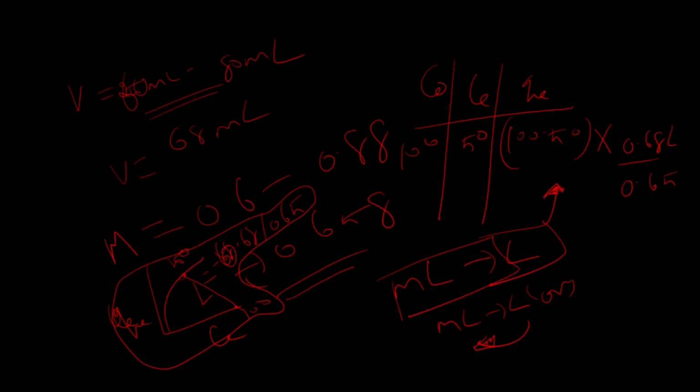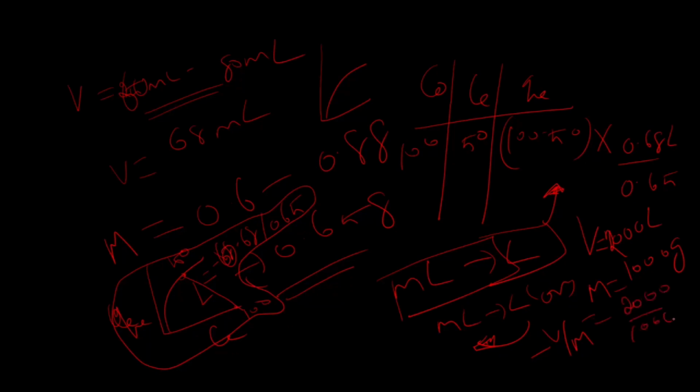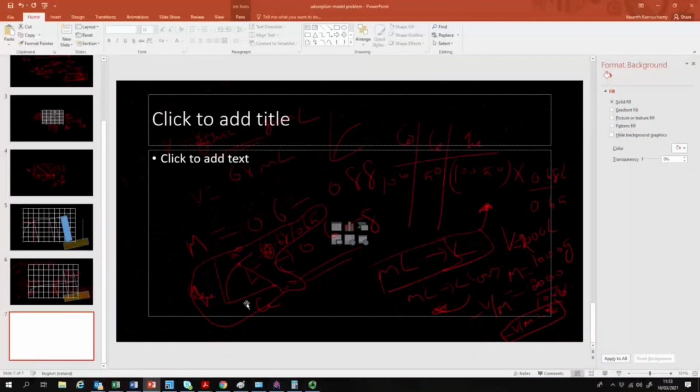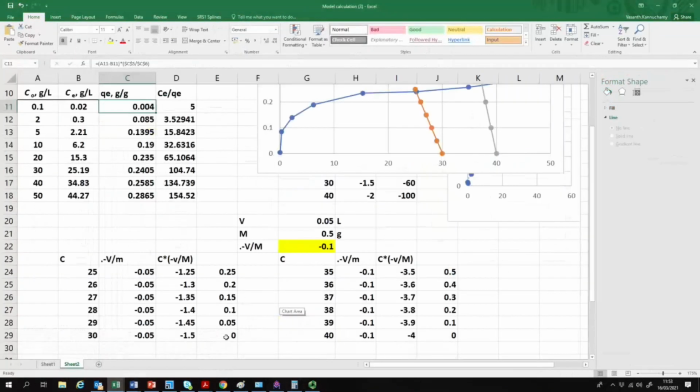In the exams you might even expect some big numbers. I will give you some equilibrium data, and then I will tell you the volume. This time we are going to deal with, say, 2000 liters, for example, and the mass, say, 1000 grams. Just take the ratio: minus V by M should be equal to 2000 divided by 1000, so minus 2. How the slope will look for this type of problem, we can give a try using the same data.